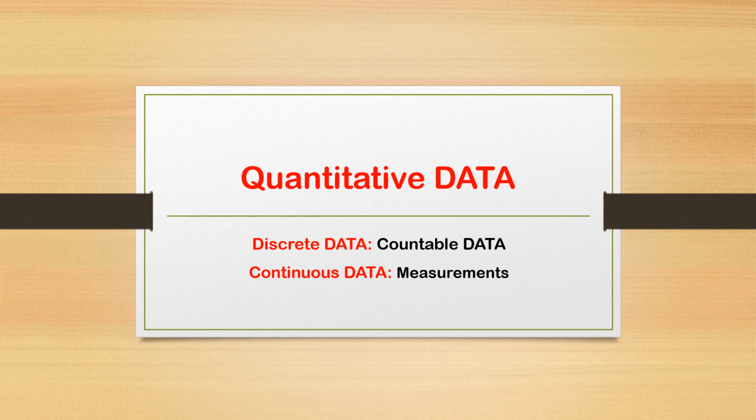Quantitative data can be described in two ways. They are discrete data and continuous data. In the previous example, the number 20 is discrete data. Discrete data means countable data, and each of the students may have different heights. That can be considered as continuous data. Continuous data means measurements.